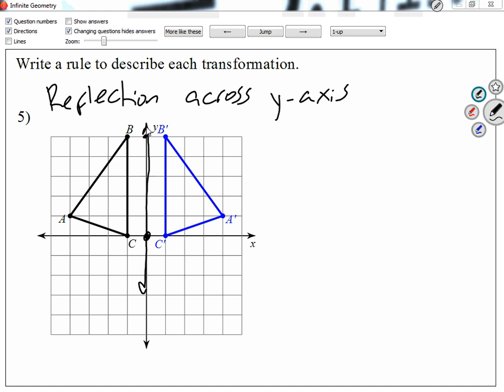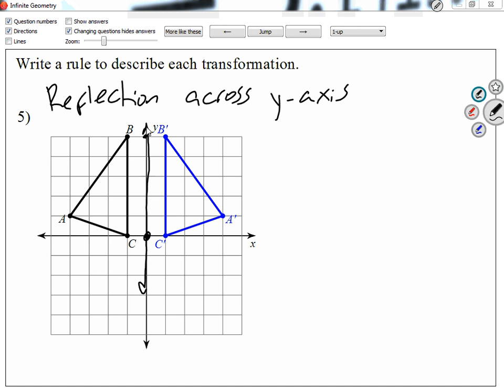I did the same thing with my B and my B prime. We could have done the same thing with A and A prime. Find 2 points on the mirror line, connect them, and that gives you your mirror line. The hardest part will be knowing how to name it, like if it is x equals 1 or y equals 1.